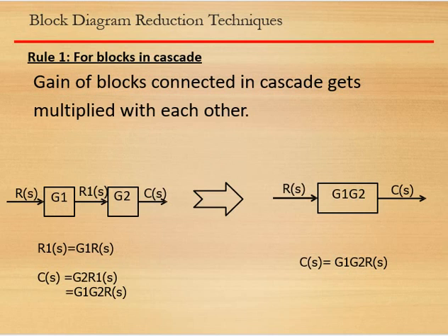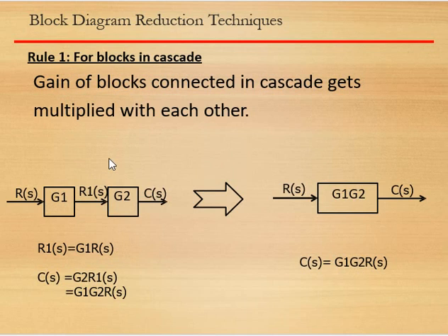Now, the most important part in block diagram algebra is its rules. So, let us start with rule number 1, for blocks in a cascade, or we can say for blocks in a series. This rule should be used for the blocks in a series. The gain of blocks connected in a cascade or in series gets multiplied with each other.